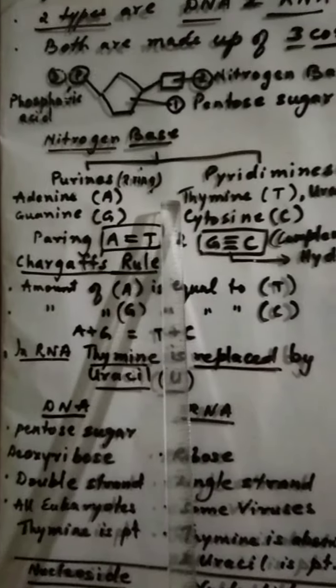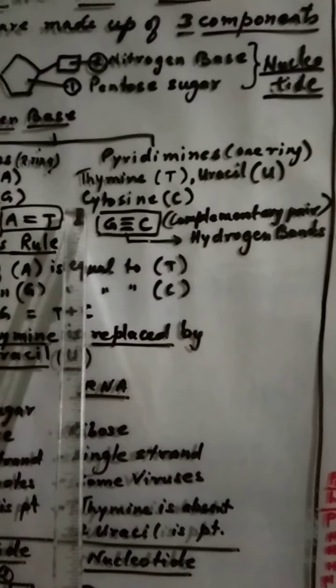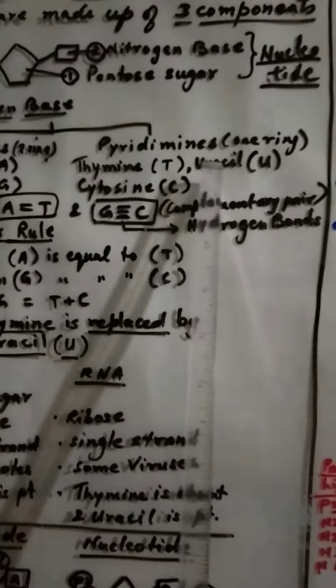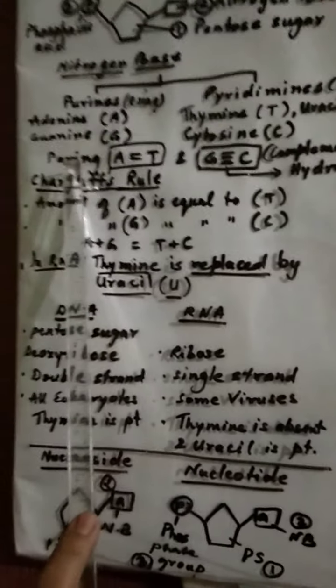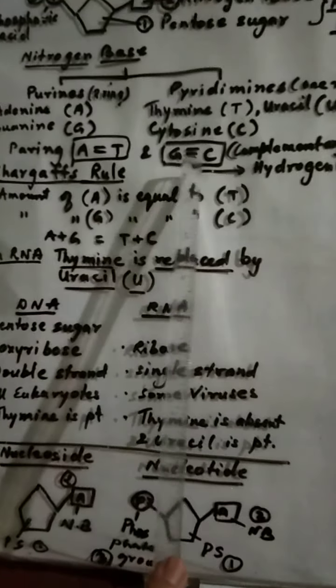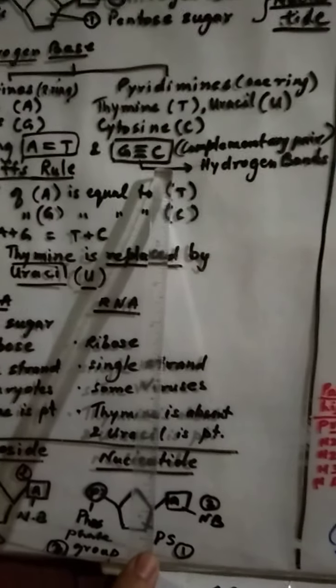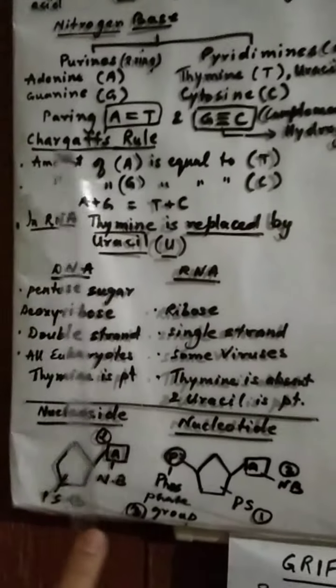Purines are A and G, as you know, adenine and guanine, and pyrimidines are T and C, thymine and cytosine. Thymine is replaced by uracil in the structure of RNA. The pairing is A double bond T and G triple bond C. This pairing is called complementary pairing, and these are weak hydrogen bonds.